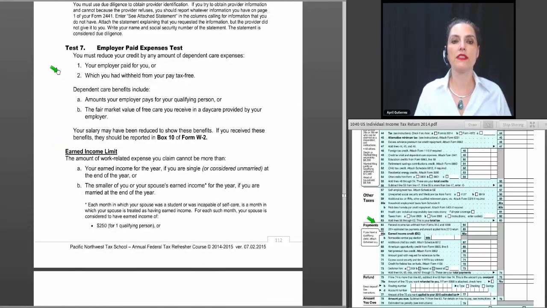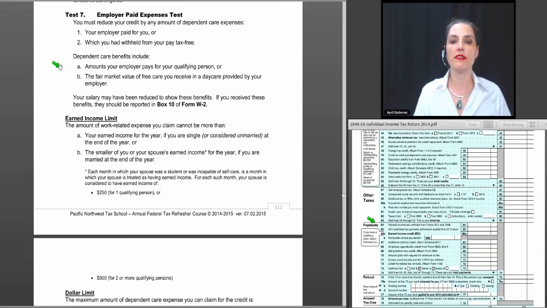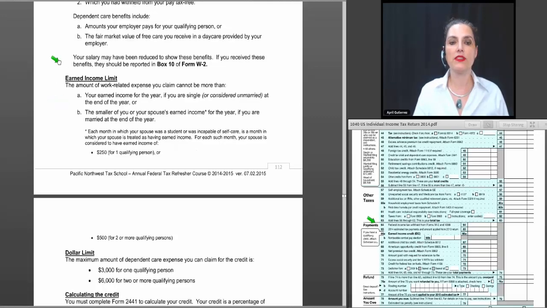Test number 7 is the employer paid expenses test. You must reduce your credit by any amount of dependent care expenses that your employer paid for you or which you had withheld from your pay tax-free. Dependent care amounts include amounts that your employer pays for the qualifying person or the fair market value of free care that you receive in a daycare that is provided by your employer. Your salary may have been reduced to show these benefits, and if you receive these benefits, they should be reported in Box 10 of Form W-2.